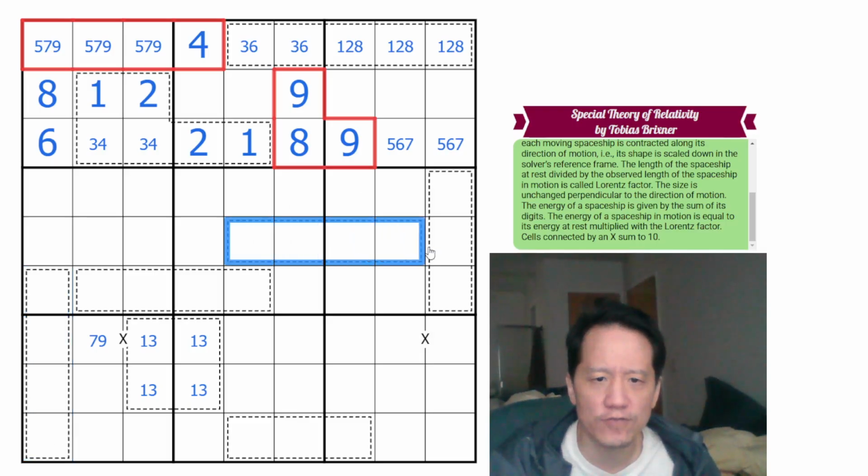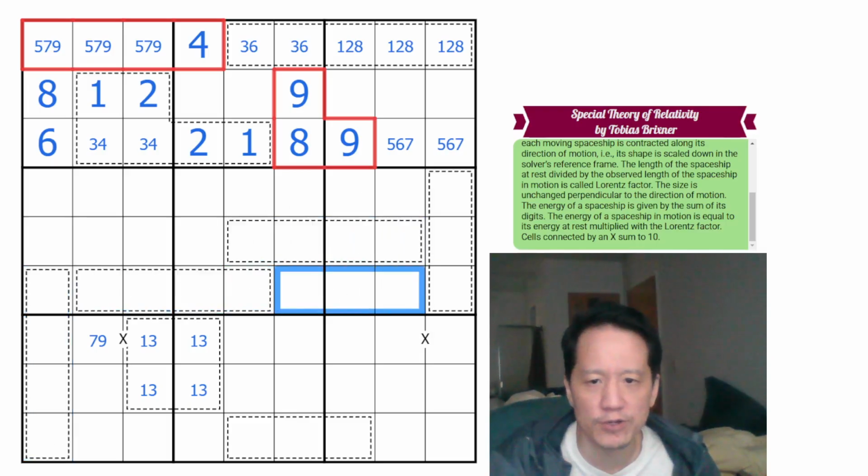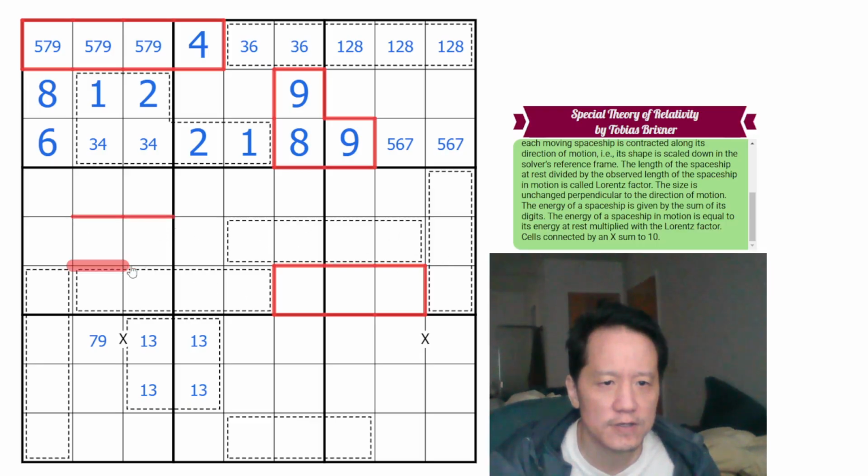Actually, I think that's for all 4s. So this 4 must shrink to 3 here. This 4 must shrink to 3. So one of these. So these actually, well, it just can't overlap. We just don't know where.